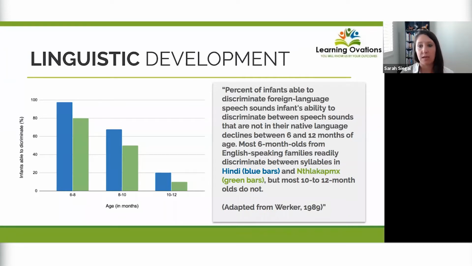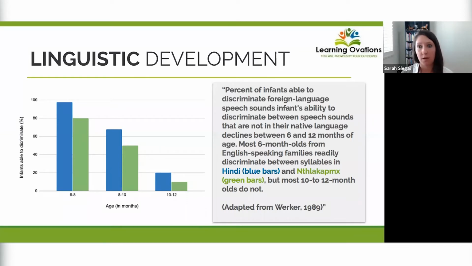This is an example of an infant born into an English-speaking home that was then played sounds in either Hindi, which is the blue bars, or another language. I have it written on the slide. I will not try to pronounce it. They essentially played two different phonemes, or sounds, that are important in those languages. Up until 8 months, this infant could distinguish between the sounds. They're able to understand that the sound had changed, as well as in English.